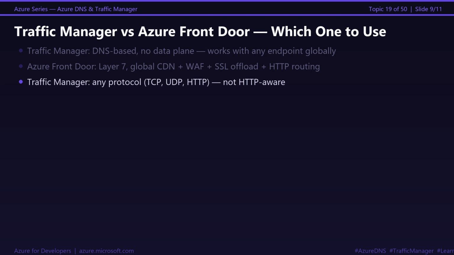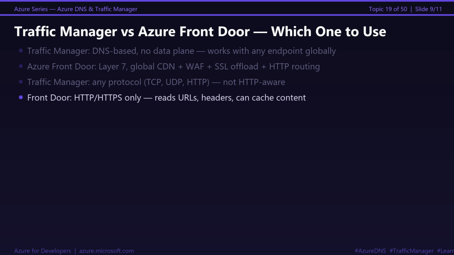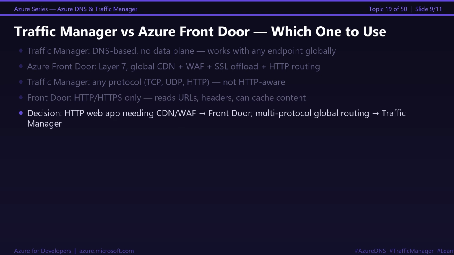If you are building a web app, Azure Front Door. If you need global routing for any protocol, or want pure DNS level failover, Traffic Manager. Many architectures actually use both. Let me show you how everything connects in a real multi-region architecture.